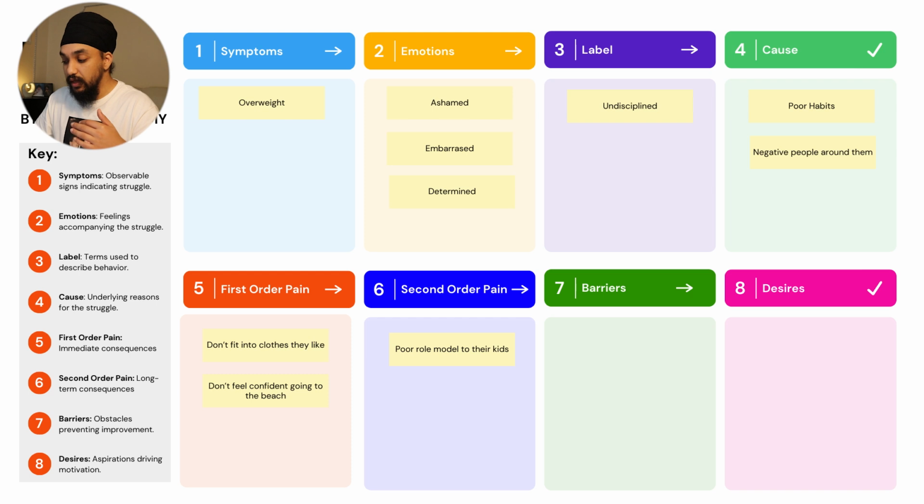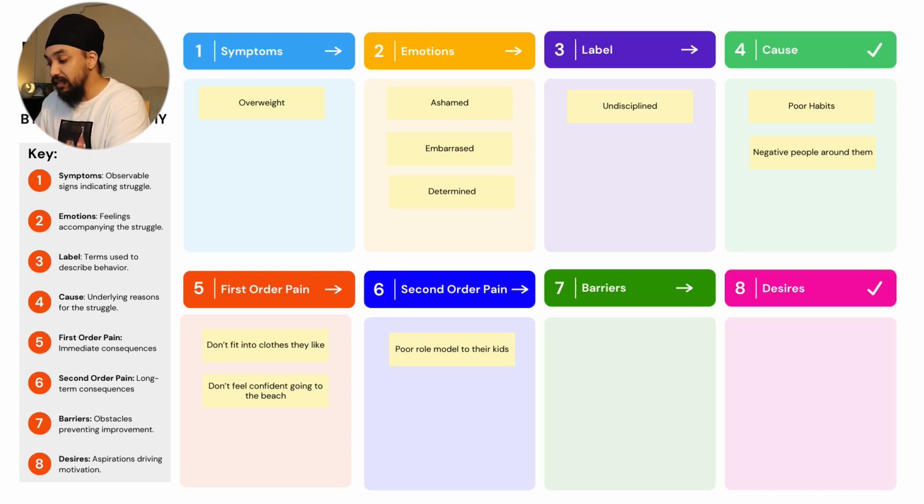Can you see, if someone said that to you, compared to going to the beach and feeling confident, that's just a different level. It's just a different level of motivation. So that's layer 6 of the PainPoint Portal.